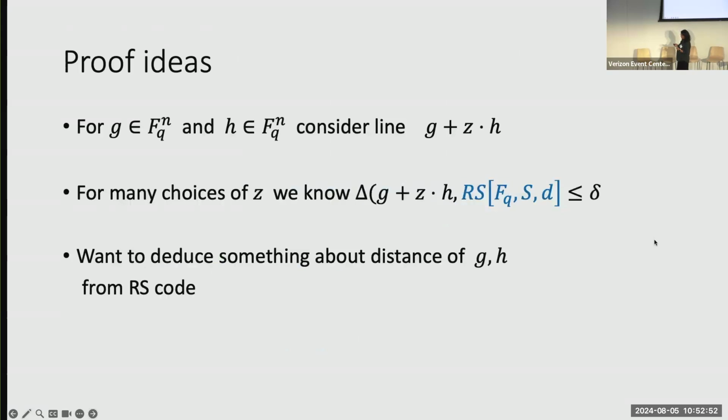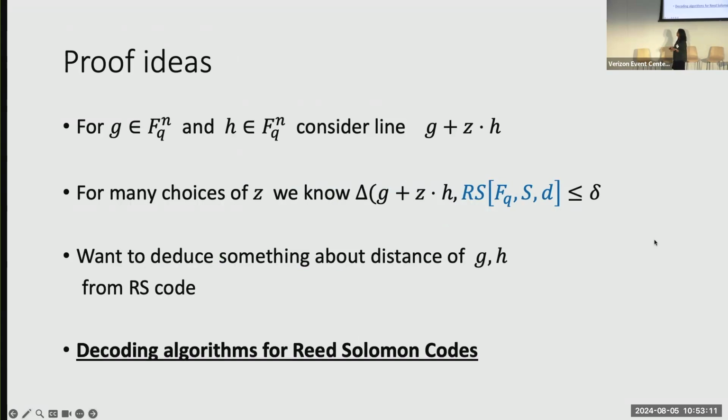Okay, so I don't have too much time, but let me say a couple of words about the proof and a couple of words about applications. So we know that for many Z's, G plus ZH is close to a Reed-Solomon code word. We want to deduce something about G and H themselves.